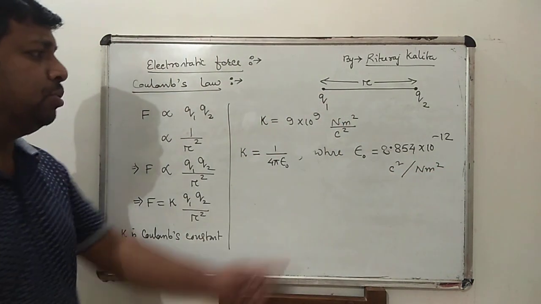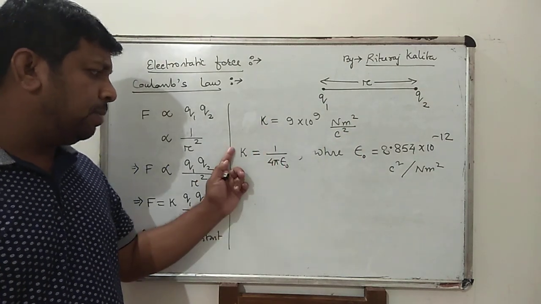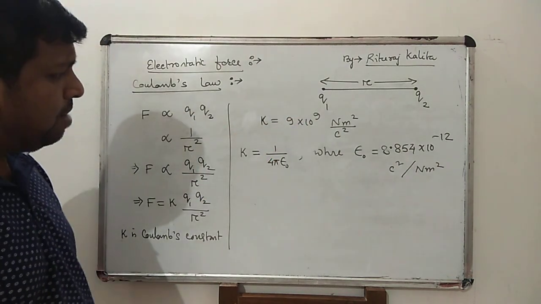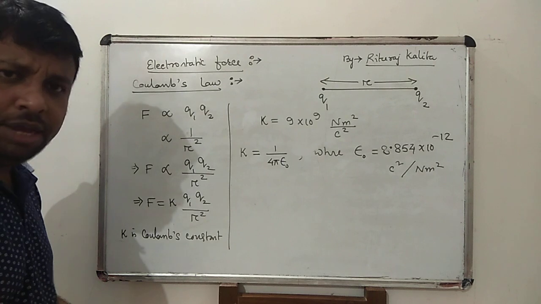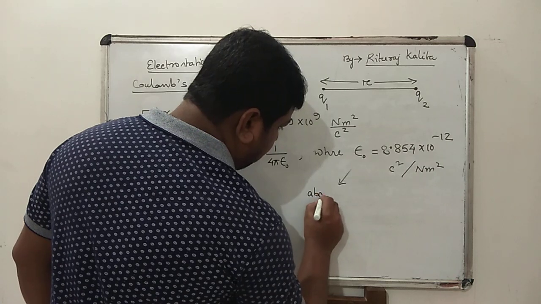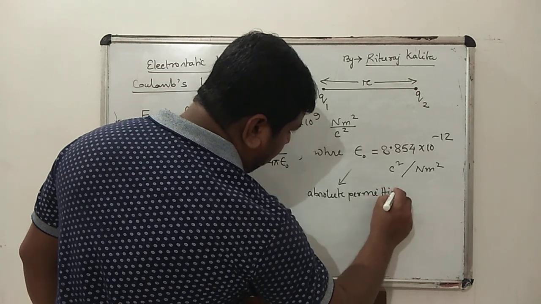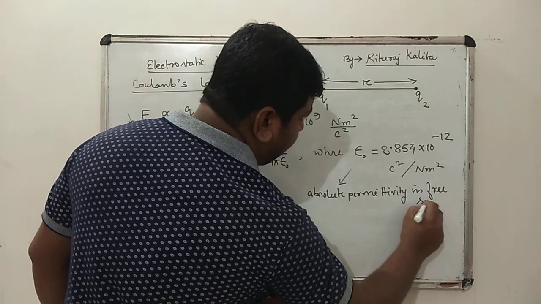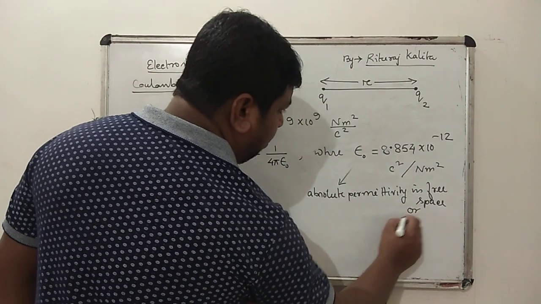That means the unit is the reciprocal. K equal to 1 by 4 pi epsilon naught gives Newton meter square per Coulomb square, while epsilon naught has units of Coulomb square divided by Newton meter square. This epsilon naught is known as the absolute permittivity in free space, or vacuum.